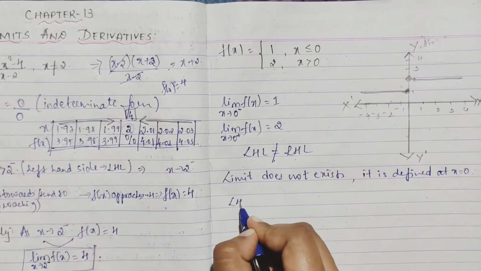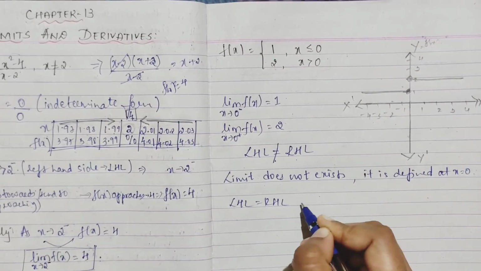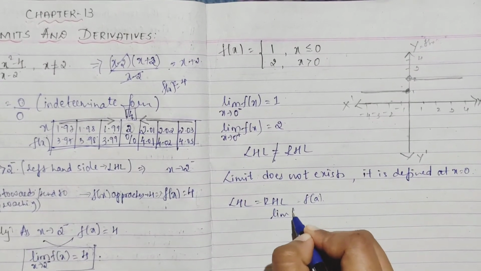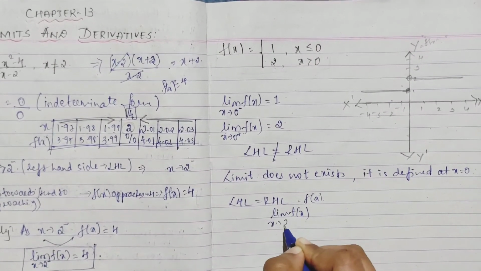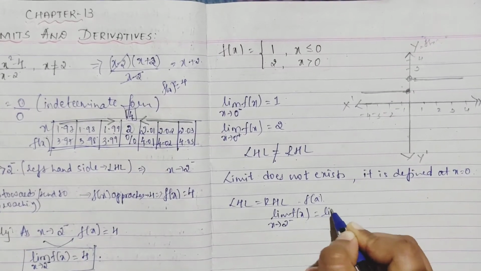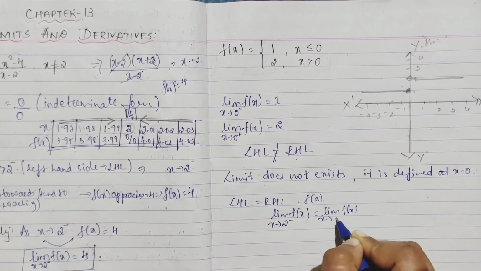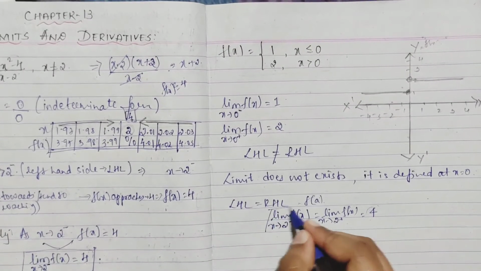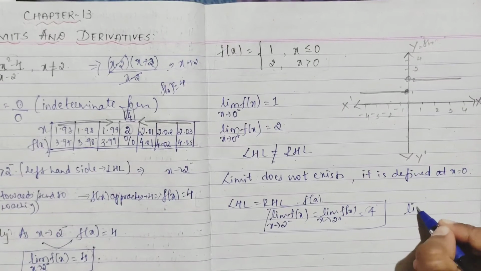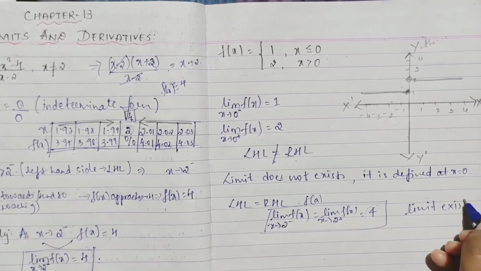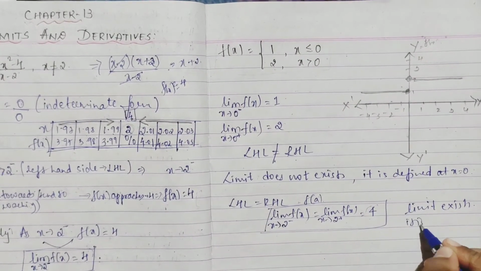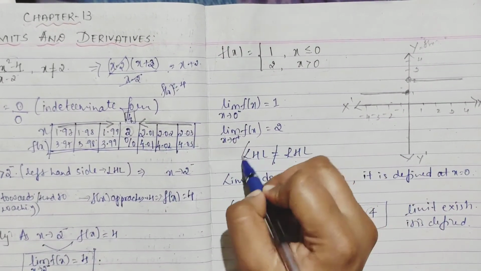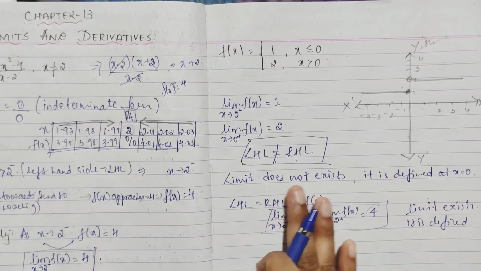If your left hand and your right hand limits are equal, then you will get a common value like f of a. Like in this example, previously you had done limit f of x as x tends to the left hand, and limit f of x as it tends to the right hand, and you got the common value 4. So like this, you can tell the limit exists. It exists and it is defined too. When they are not equal, the limit does not exist.